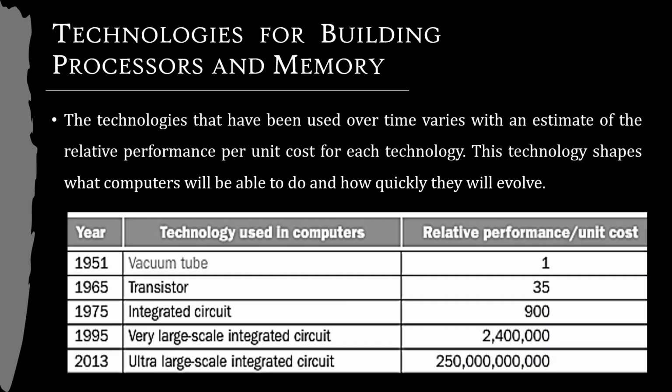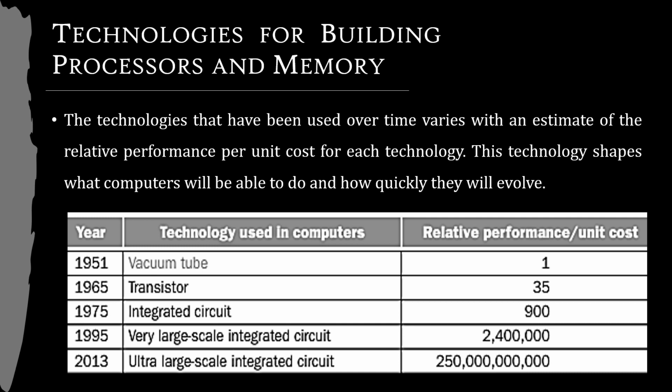The technologies that have been used over time vary, with an estimate of the relative performance per unit cost for each technology. This technology shapes what computers will be able to do and how quickly they will evolve. That is, reducing the cost and increasing the speed.